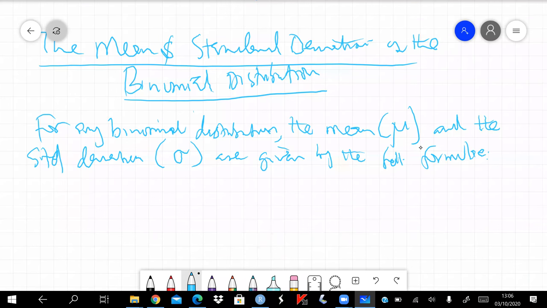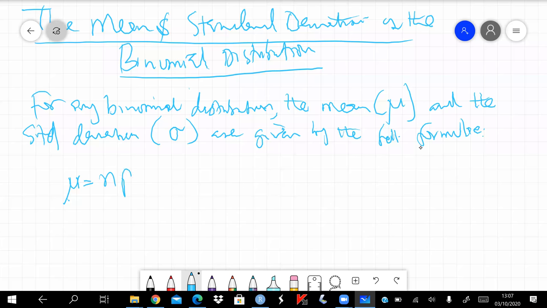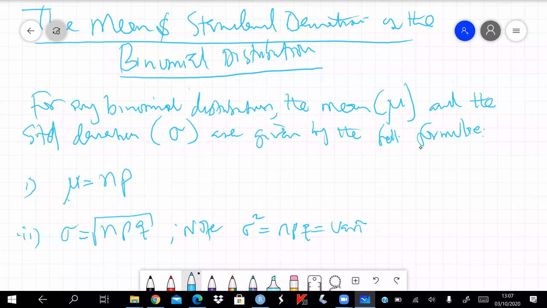So we say that the mean is equal to N times P. And then the standard deviation is given by the square root of NPQ. And you need to note that sigma squared, which is NPQ, is what we call the variance, because we also know that the standard deviation is the square root of the variance.